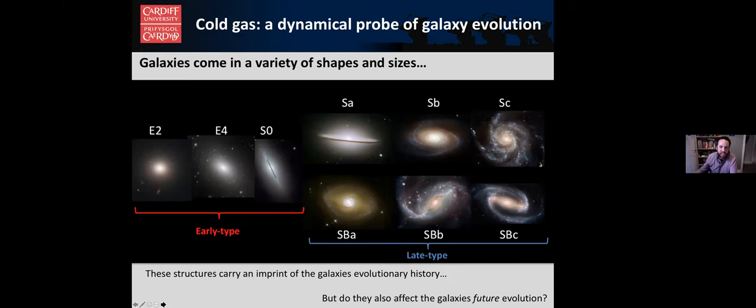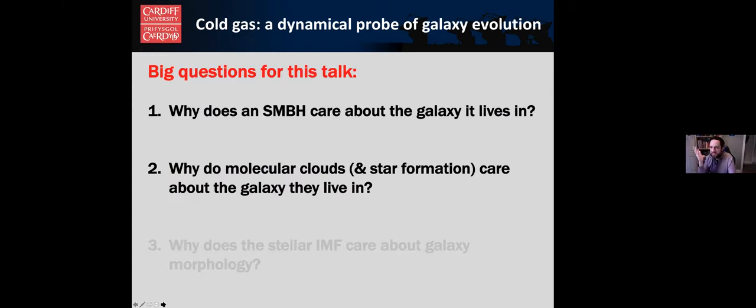And I'm going to try and answer, well, in the original talk there are three questions, but today I'm going to concentrate mainly on two, which is about black holes and why they care about the galaxy that they live in, because it seems that they do, and I'll go into that in a little bit more detail. And then about molecular clouds and star formation, because I'm going to show you some evidence that they also care about the type of galaxy they live in. And why is quite subtle, and the physics that's underpinning the ISM and star formation in those objects is quite interesting. So I'll try and concentrate on that today in the time we have.